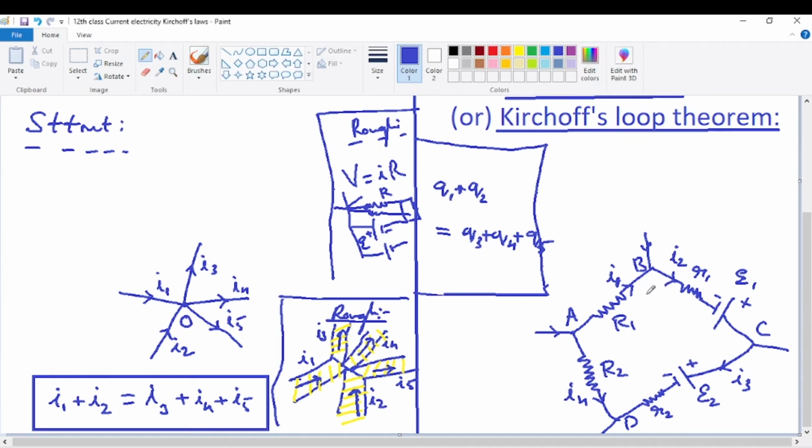Now that result we have already seen in static electricity. Now a very important property of the electric field: the electric field is called a conservative field. Based on the conservative nature of the electric field, the law is actually proved. Kirchhoff's voltage law is actually proved.